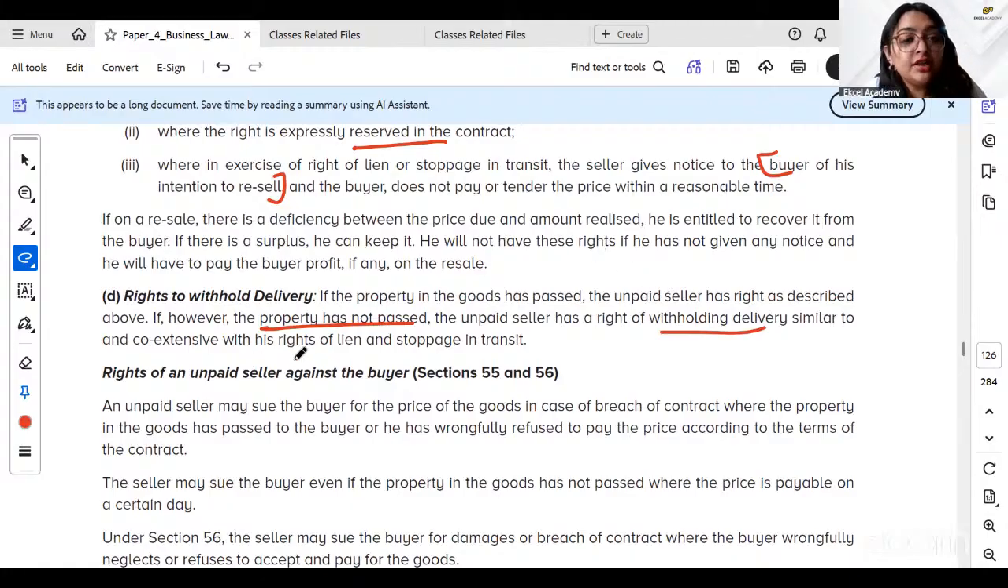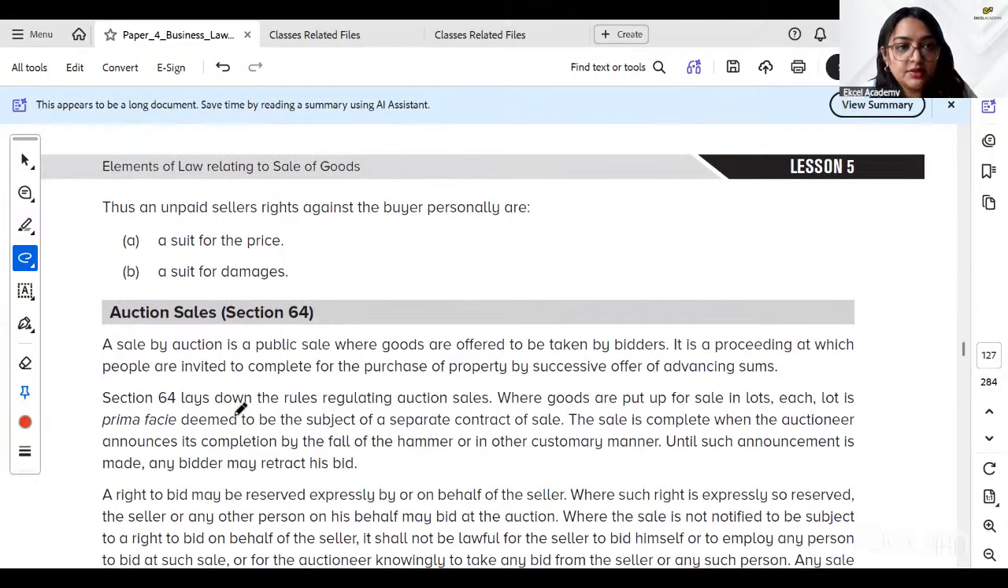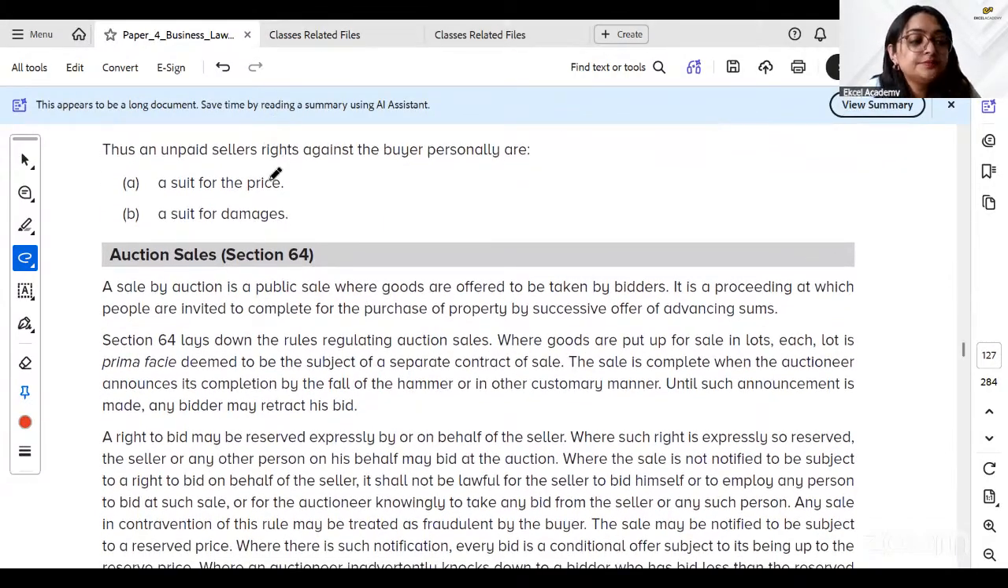Okay, rights of an unpaid seller against the buyer. Okay, they may sue the buyer for what? For the price of the goods in case of breach of contract where the property has passed. Now the buyer already has the property, the only thing the seller can do is get the price. Okay, or he has wrongfully refused to pay the price. The seller may sue the buyer even if the property has not passed. Okay, then under section 56, the seller may sue the buyer for damages for breach of contract where the buyer wrongfully neglects or refuses to accept and pay for the goods. Okay, this is something that we've seen earlier. Okay, the seller can sue for both price as well as damages.